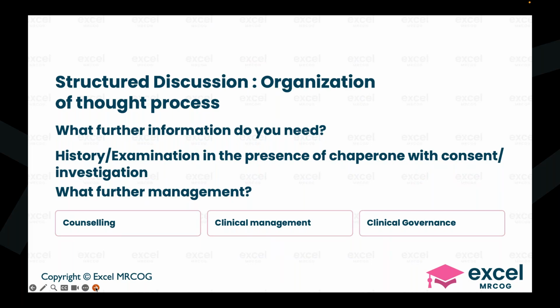So in the structured discussion, your management has to be classified as counseling, clinical management, clinical governance measures. What is clinical governance? Like in a case of VVF, you need to talk about incident reporting, Datix, debrief, duty of candor, feedback to colleague. So all of these things are important.